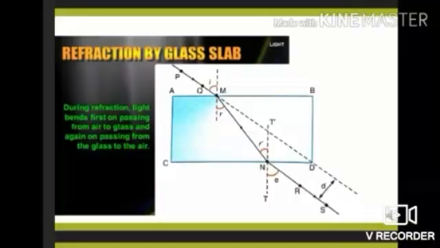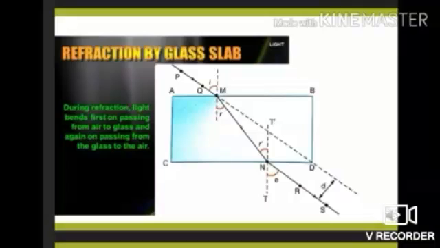You can see in the picture the initial ray PQ falling on the glass slab is called the incident ray. The path of the ray MN within the glass slab is known as the refracted ray. The final ray RS coming out of the glass slab is known as the emergent ray. The angle between the incident ray and the normal at the point of incidence M is known as the angle of incidence, angle I. The angle between the refracted ray MN and the normal at the point of incidence is known as the angle of refraction, angle R.